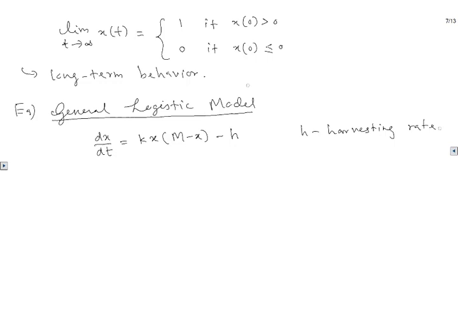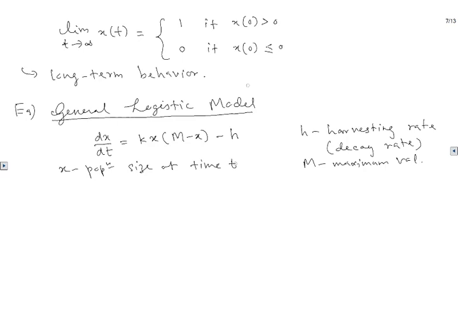Harvesting rate, or the decay rate, because that term is going to decrease the rate of x. And then again, m is the maximum value, and x is the population size at time t. So what's the population size at time t?